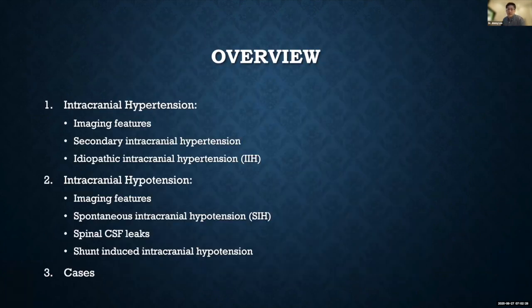So overview, I'm going to have three parts to my talk. The first part is about intracranial hypertension. I'm going to talk about the imaging findings and particularly about idiopathic intracranial hypertension. The second part of the talk is about intracranial hypotension. I'll talk about the imaging features and discuss spontaneous intracranial hypotension, SIH, the different forms of spinal leaks, as well as shunt-induced intracranial hypotension.